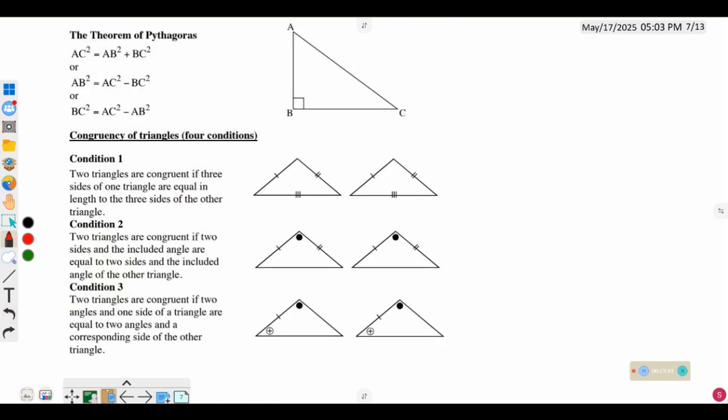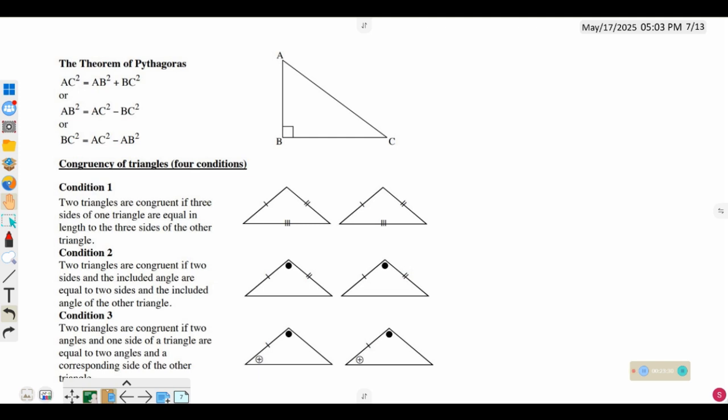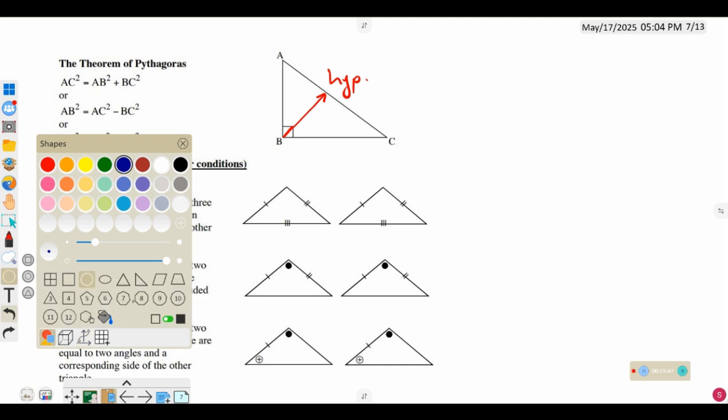Right, now let us look into the Pythagoras theorem. The theorem of Pythagoras says that in any right angle triangle, the square on the hypotenuse equals the sum of squares on the other two sides. You have to be able to identify the hypotenuse in any right angle triangle, and this is how you do it. Go to that right angle, the 90 degrees, and draw a diagonal line and extend that diagonal further. Whatever side it meets is always your hypotenuse. No matter how it's orientated, that's how you identify the hypotenuse.